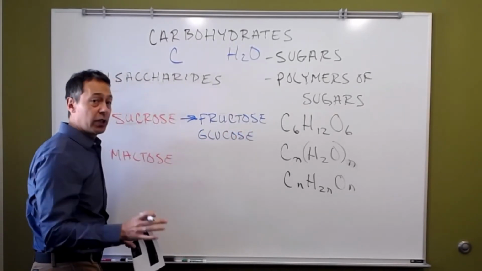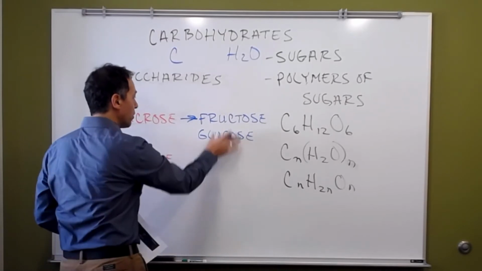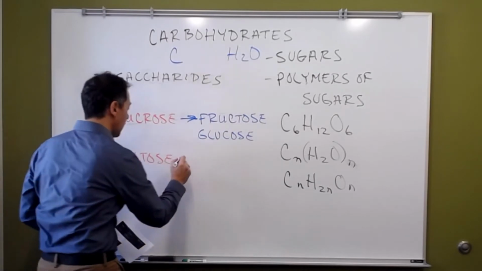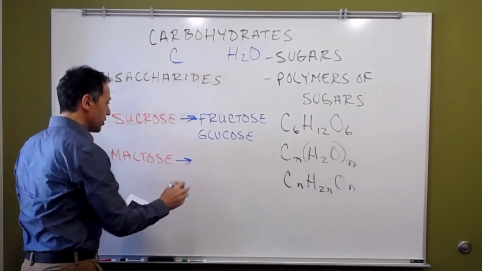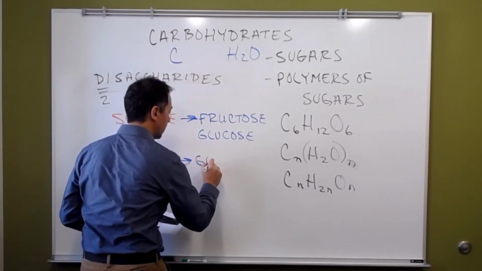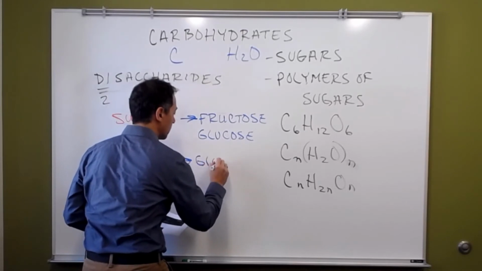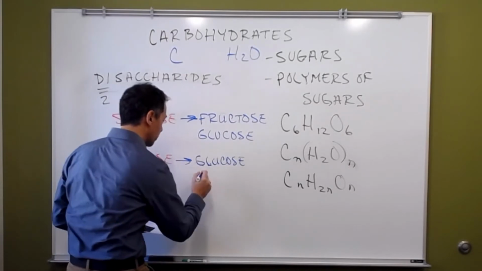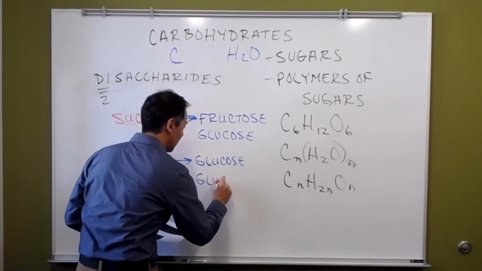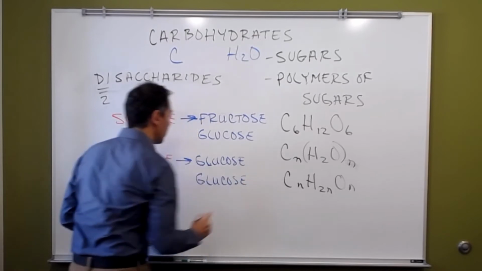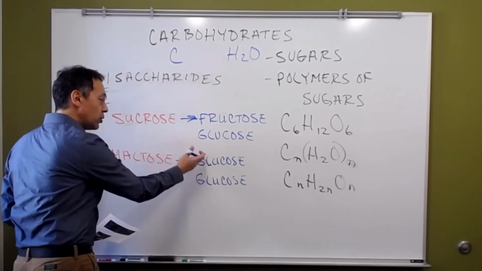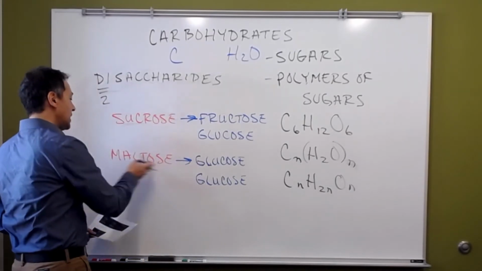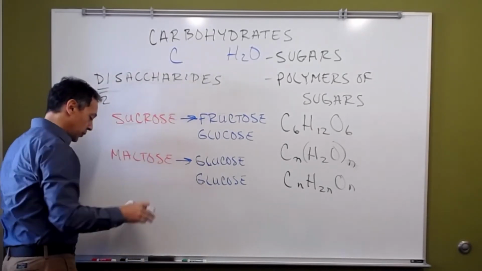And again, we'll take a look at these structures later on. So two different monomers joining together to form the disaccharide sucrose. And maltose, the two monomers are glucose and glucose. So two glucose monomers join together to form the disaccharide maltose.